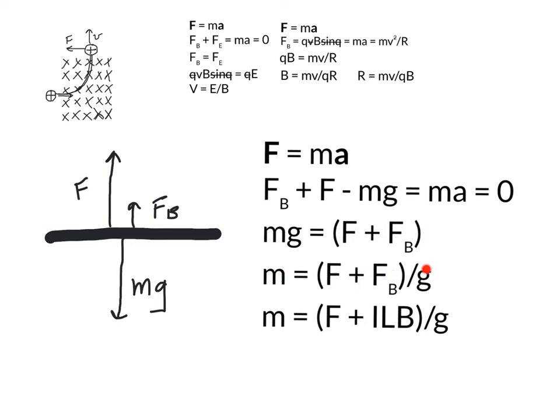M is going to be the sum of the two divided by g. And F you read off the scale. This you calculate from ILB. Oops, we forgot to mention L. You got to go back to the simulation and measure the length of the wire and divide by g, and that will give you the mass of the particle. I hope you were able to do this on your own. Good luck.